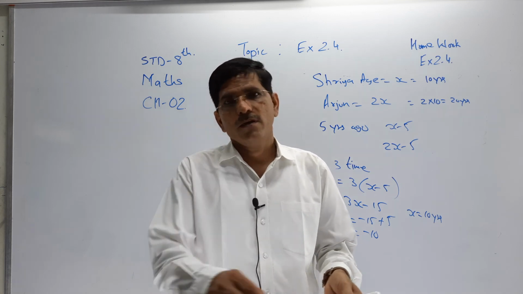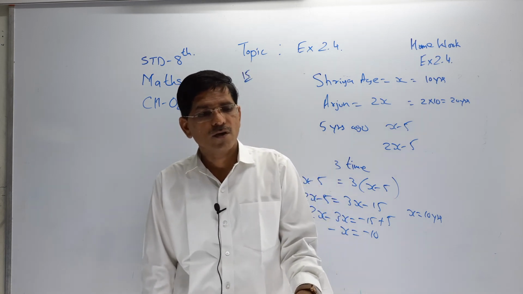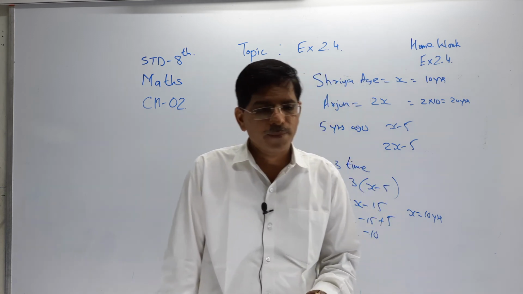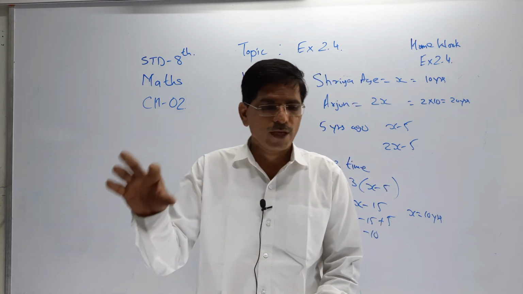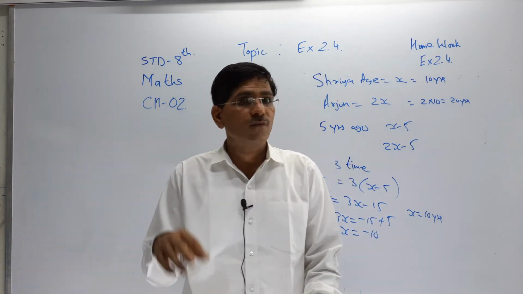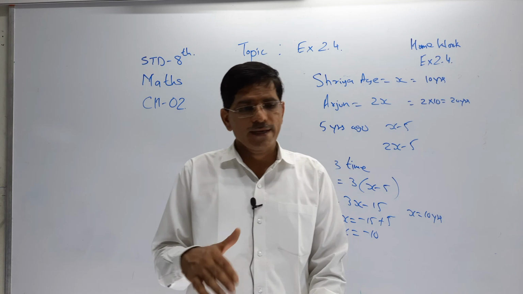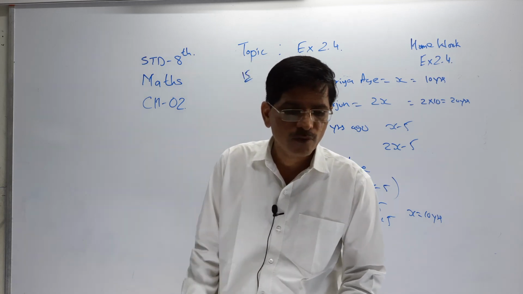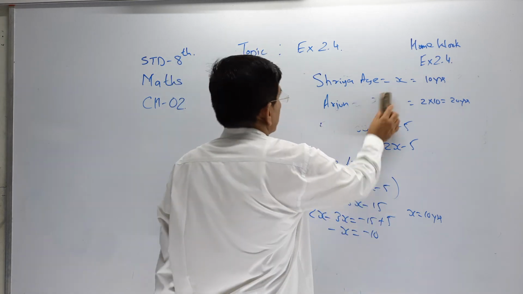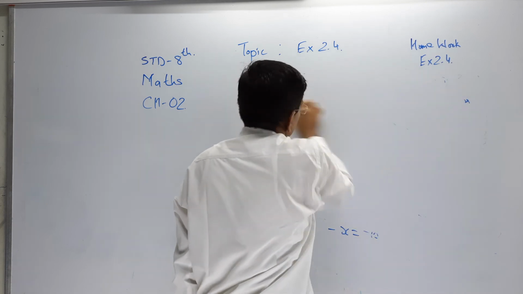In one more sum, that is sum 9: half of the herd of deer are grazing in a field and 3/4 of the remaining are playing nearby. First of all I have to take the total number of deer as x, and half of it I write as x by 2. So x minus x by 2 and 3/4 of it. Just some tough sums are there, so we can discuss them. That is question number 9.